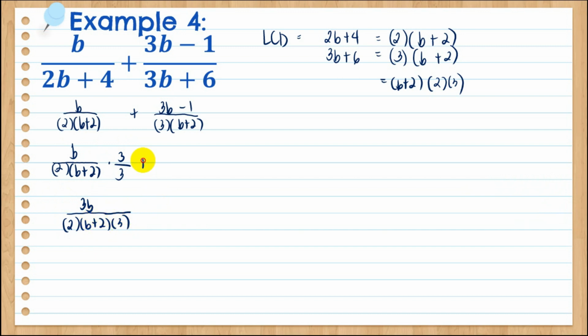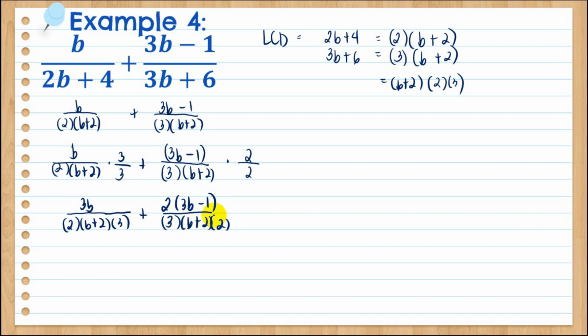Ayan. Okay. So, plus. For our second RAE, we have 3b minus 1. Again, enclose natin sa parenthesis. All over the denominator 3, b plus 2. And then, i-divide natin ang LCD with this denominator. At titira na lang ay 2. So, yun yung i-multiply natin on our numerator and denominator. That will be 2 times 3b minus 1 all over 3, b plus 2, and then times 2. So, common na yung denominators nila. Now, we have to distribute this.